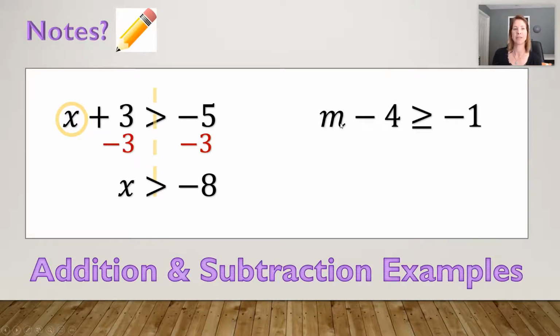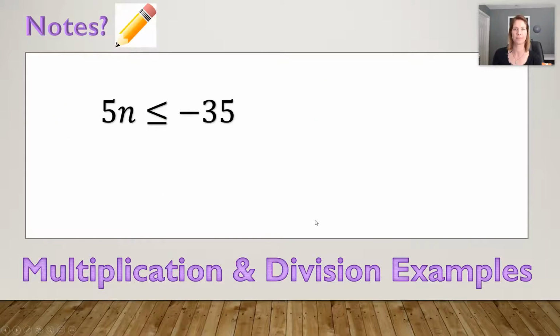Now on this one, it's a different type because we have a minus 4 happening to the variable versus over here we had a plus happening. So on this one, we need to undo the minus 4 by adding 4 to both sides to keep it balanced. On this side, we're going to have m. This became a 0. The symbol stays the same, and then negative 1 plus 4 is 3.